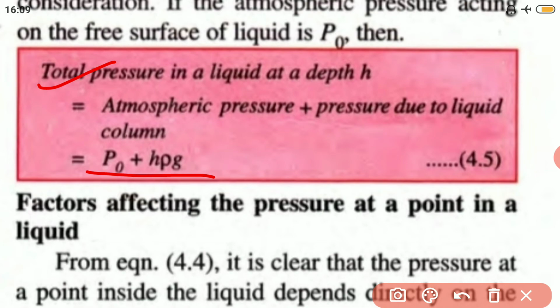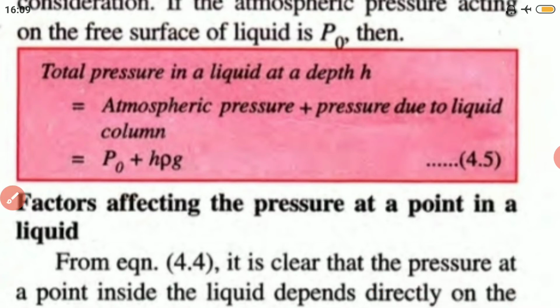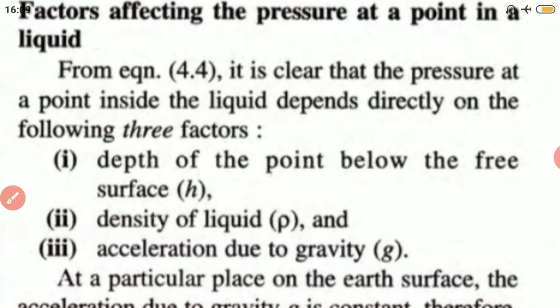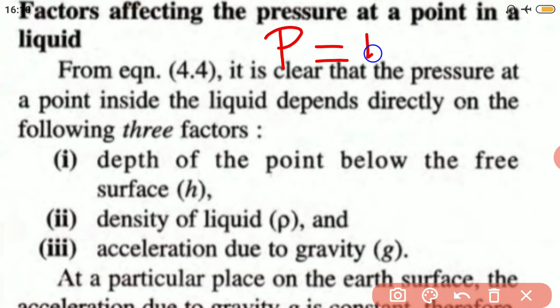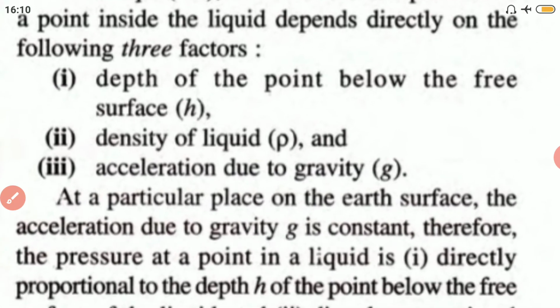Now coming to the next topic, which is factors affecting the pressure at a point in a given liquid. Just now the liquid pressure, the fluid pressure, had this formula: P equals H into rho into g. So these are the three factors on which the pressure should depend. Number one, the depth of the point below the free surface. Number two, the density of the liquid. And number three, the acceleration due to gravity of that particular place. At a particular place on the earth's surface, the acceleration due to gravity g is constant.